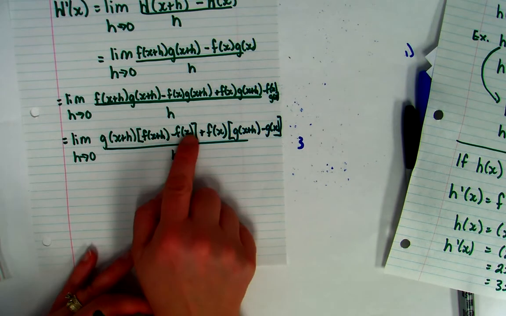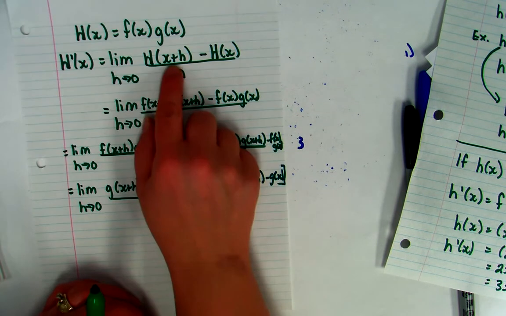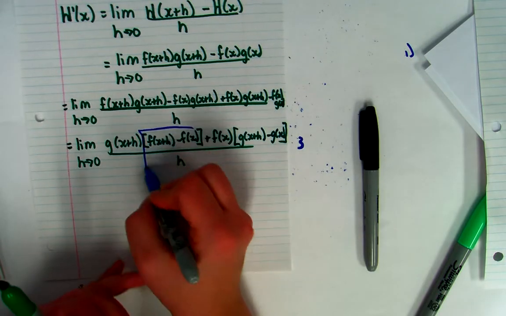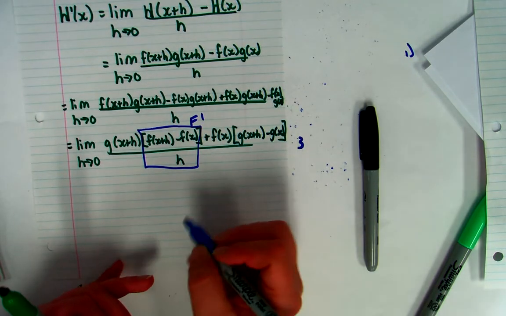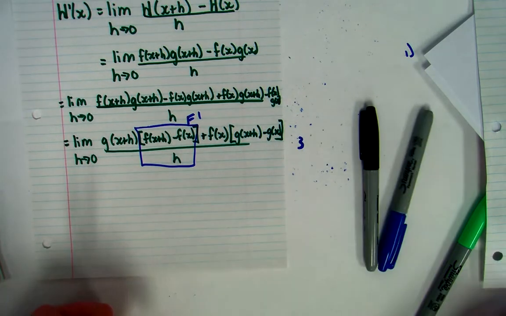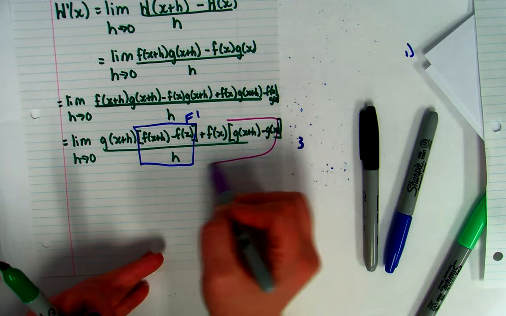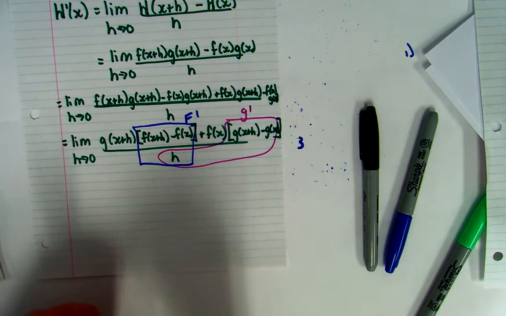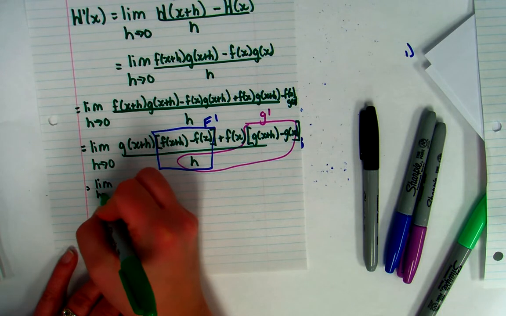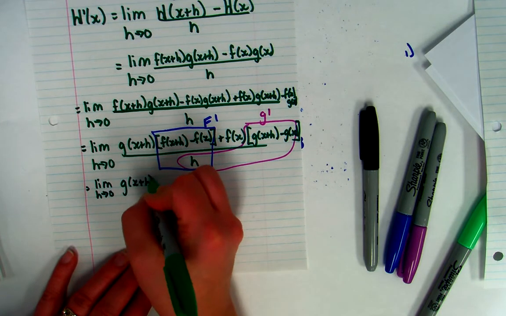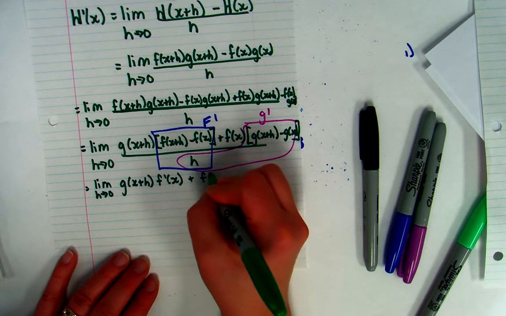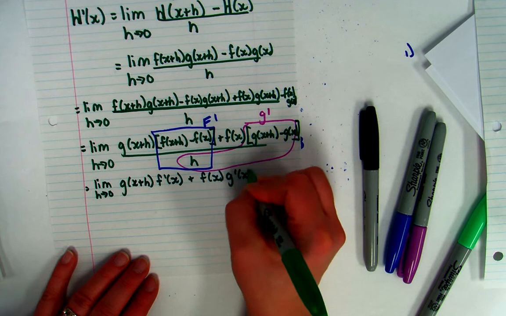Well, f at x plus h minus f at x over h is our limit definition. That is f prime. So this part right here is f prime. I'm also going to have a g at x plus h minus g at x all over h as well. So by the very definition, that is g prime. So this gives me the limit as h approaches 0, g at x plus h times f prime at x, because that's what this definition is, plus f at x times g prime at x.